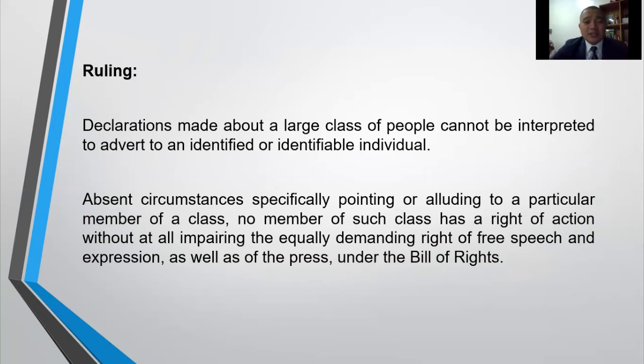Declarations made about a large class of people cannot be interpreted to advert to an identified or identifiable individual. Absent such circumstances, specifically pointing or alluding to a particular member of a class, no member of such class has a right of action without at all impairing the equally demanding right of free speech and expression, as well as of the press, under our Bill of Rights.